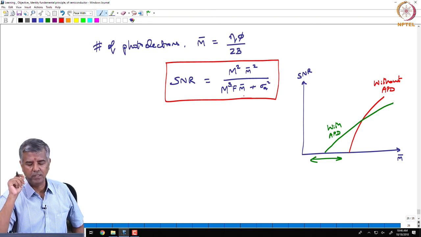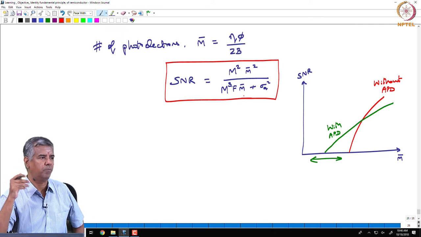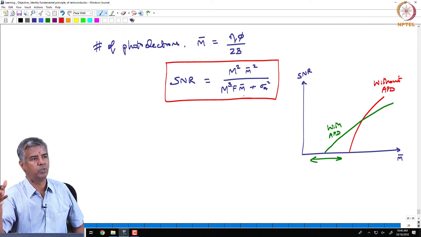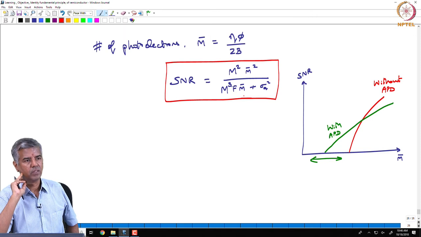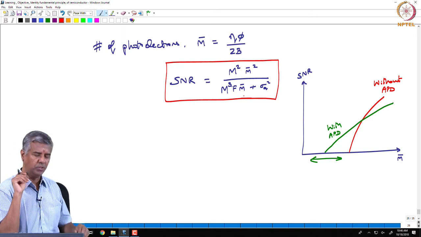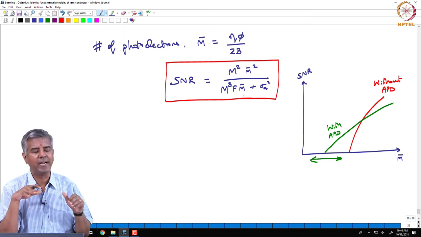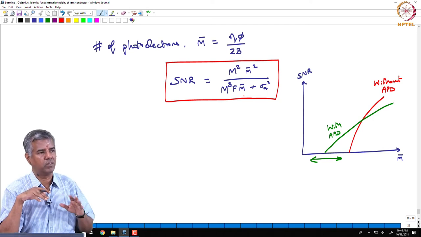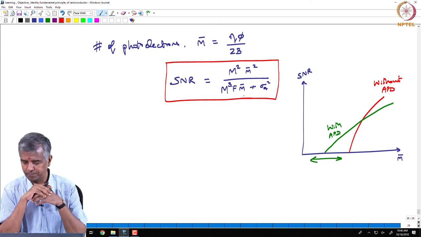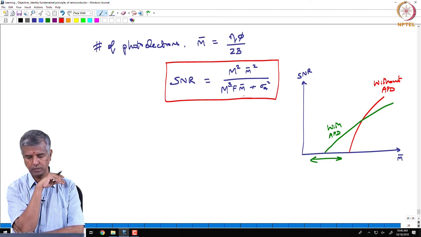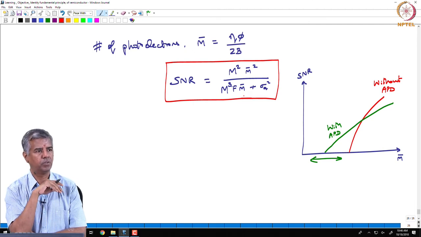But on the other hand, let us say in a communication type of application where you are going long distance and you have very few photons remaining after it has gone through all the distance, then you may want to put an APD there, because that is going to give you a better signal to noise ratio, okay. So you just need to see what is the relative components of your shot noise and thermal noise, and based on that you decide whether you want to use APD or PIN. Any other questions about this before we move on?